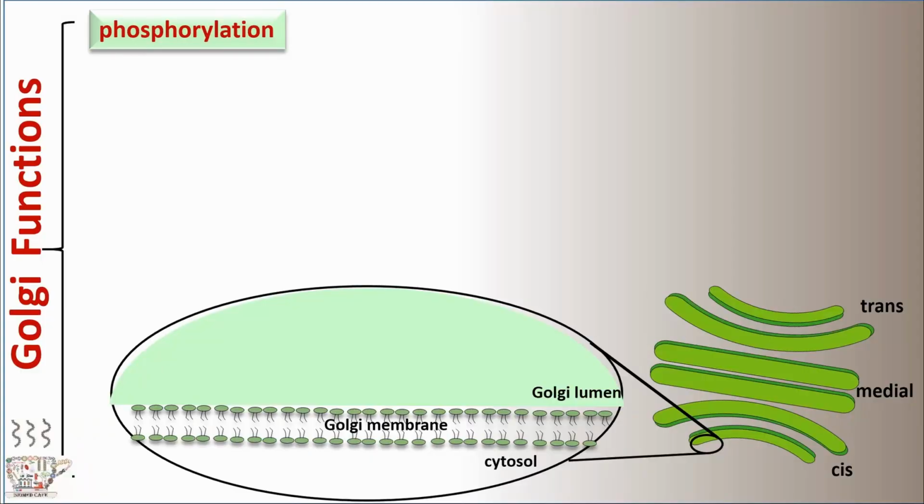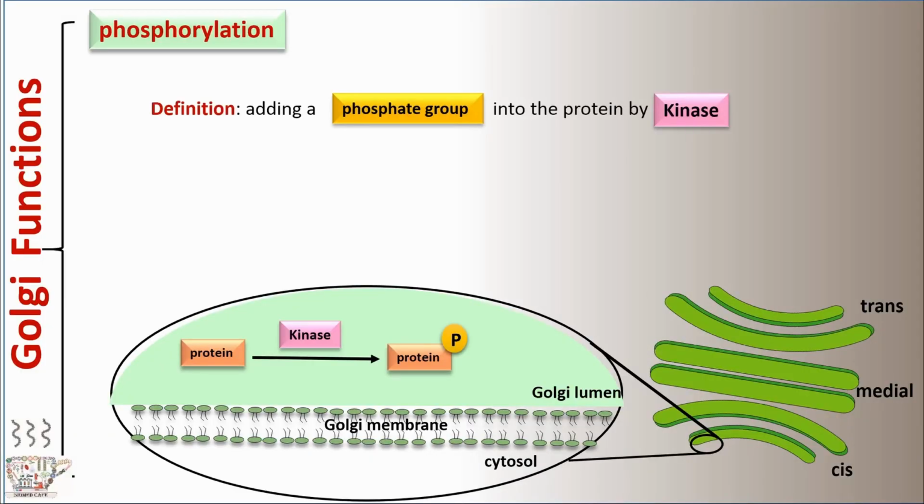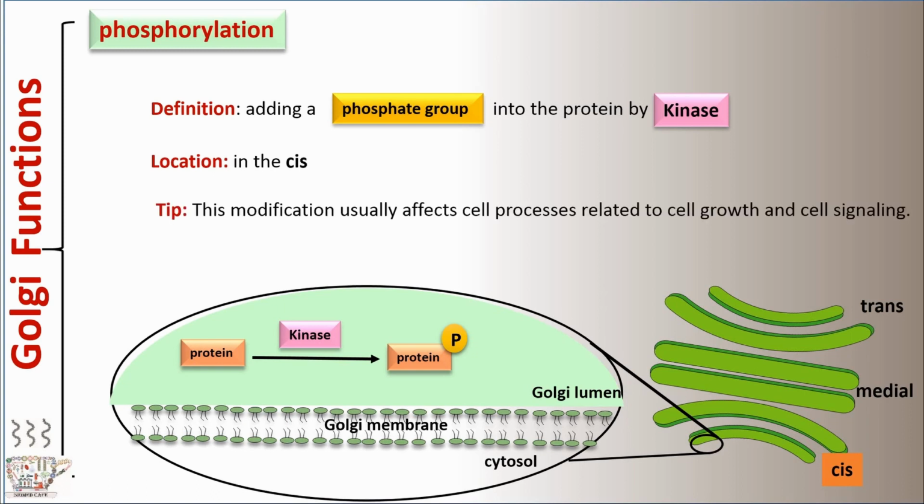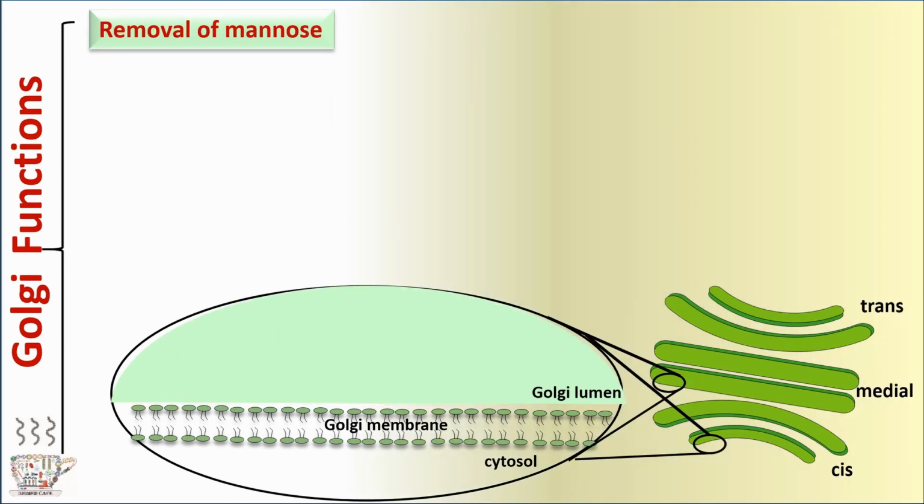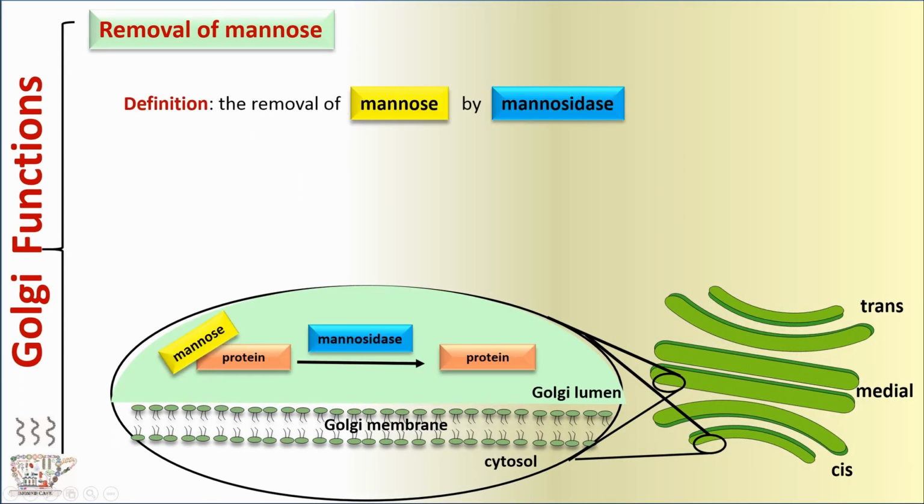Phosphorylation. Phosphorylation is adding a phosphate group to the protein by kinase. It occurs in the cis. This modification usually affects cell processes related to cell growth and cell signaling. Removal of mannose. Removal of mannose occurs by mannosidase in the cis and medial cisternae.